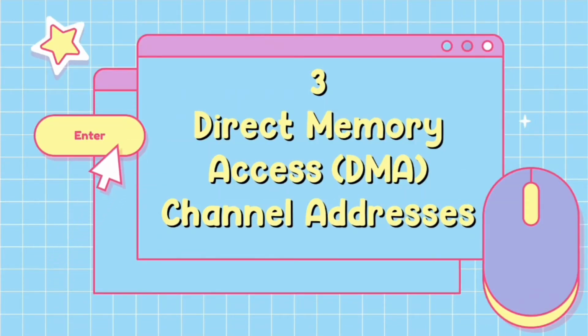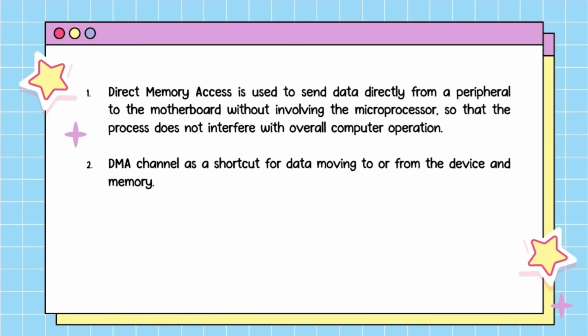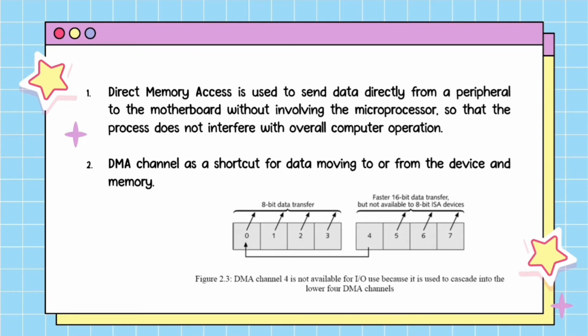Thirdly is the direct memory access DMA channel address. DMA or direct memory access enables a device to transfer data without exposing the CPU to a work overload. With DMA, the CPU can process other tasks while data transfer is being performed.